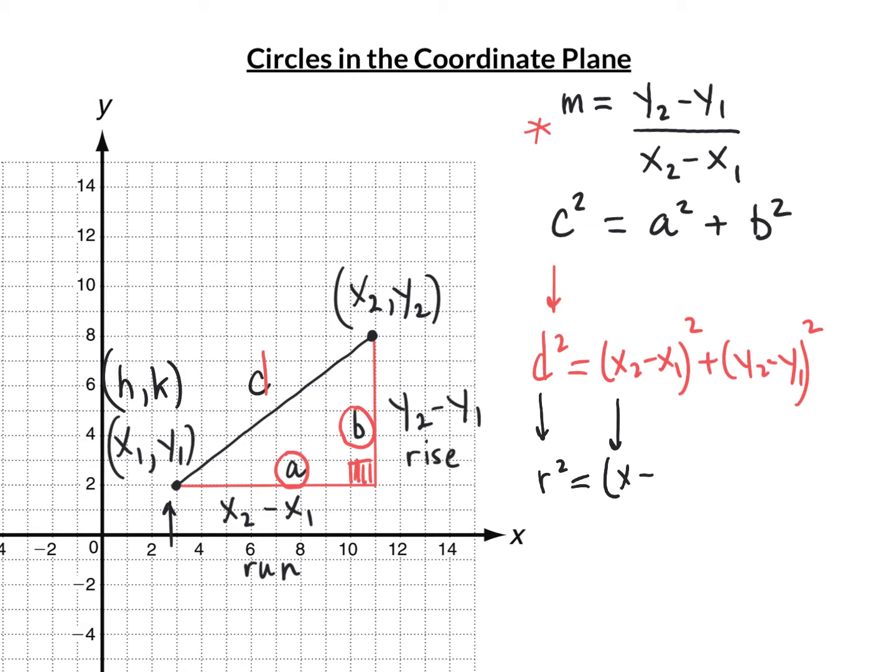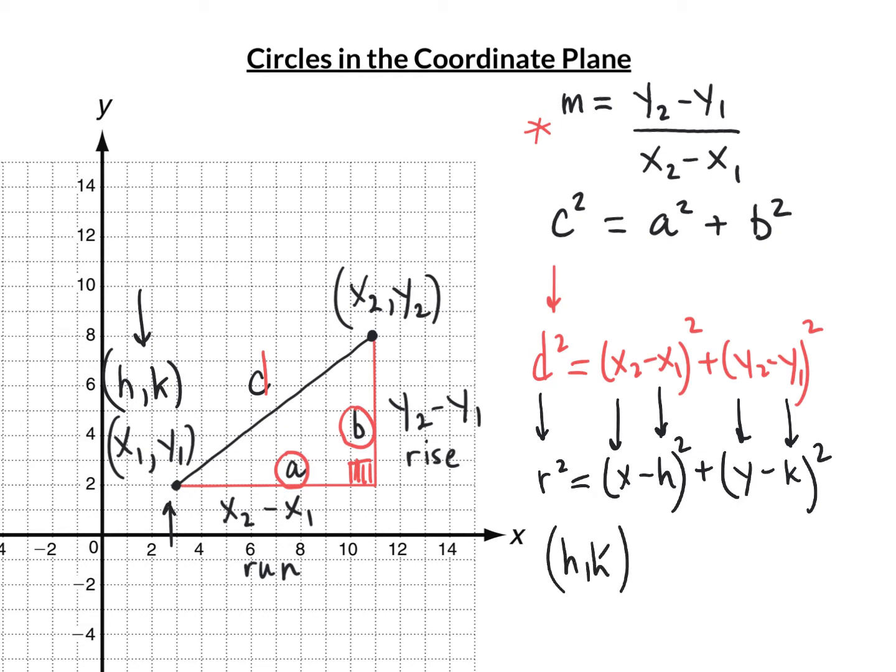So x minus h, which is a stationary x, plus, we call our y2 a normal y. It's going to be a point that changes, minus, and the y1 is a stationary y. Right there, it's the k. This then is the equation of a circle. X minus h quantity squared plus y minus k quantity squared equals r squared.